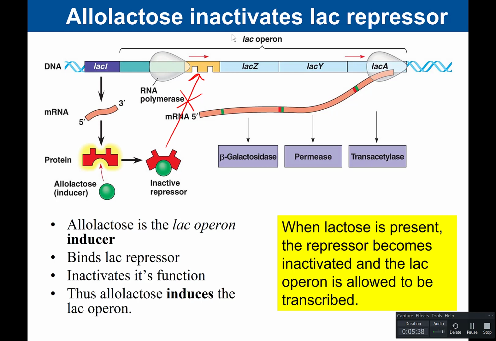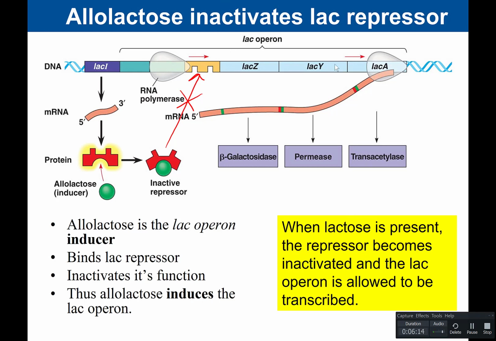So notice it's blocked, and when it doesn't bind to the operator, now RNA polymerase does, and it turns on transcription. And so in this way, the allolactose acts as the inducer. It is responsible for turning on transcription, and it does so again by inactivating the repressor. And so this only happens, however, when lactose is present, because the only way that you get allolactose is if lactose is present. And so the allolactose serves as the signal to the cell that says, hey, lactose is present.